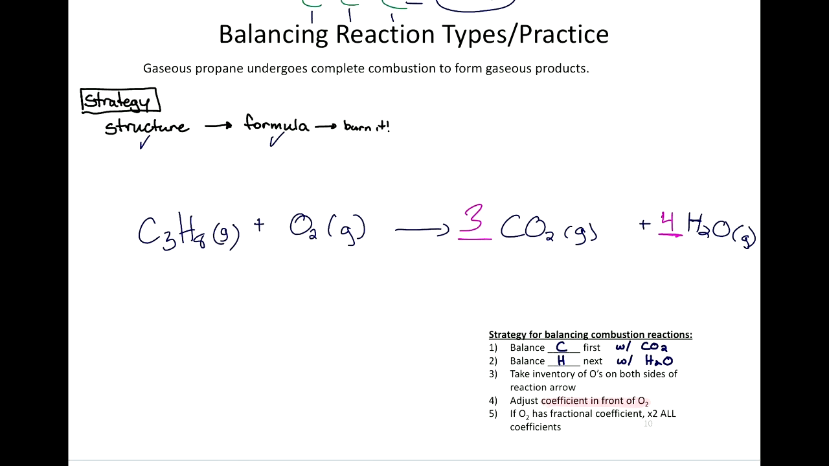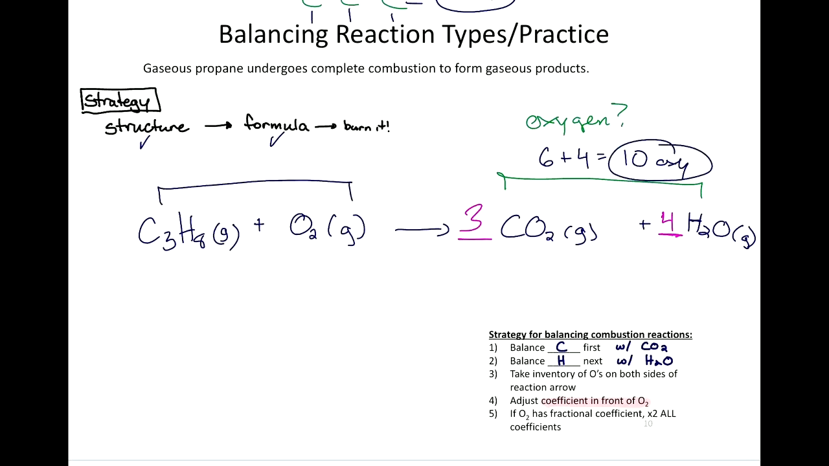So this is how I do it. I'm done on the product side, right? I filled in coefficients where I need it. So what I do is I count up how many oxygen atoms I have on my product side total. Each CO2 molecule is giving 2 oxygen atoms. So how many oxygens are coming from CO2? 6. And then how many are coming from water? 4. So there are 10 oxygen atoms on my product side.